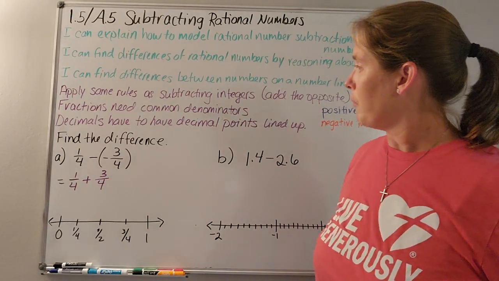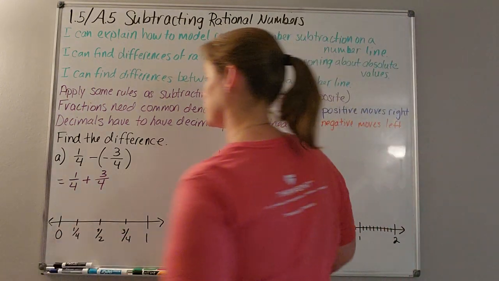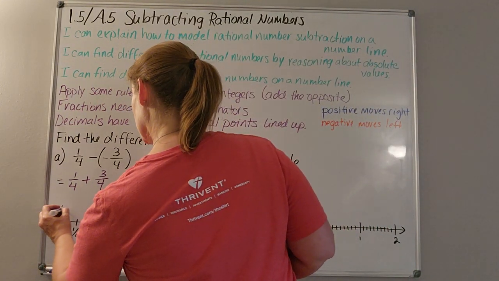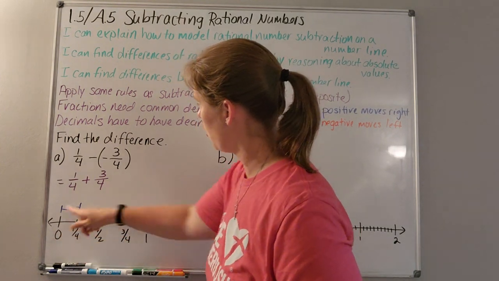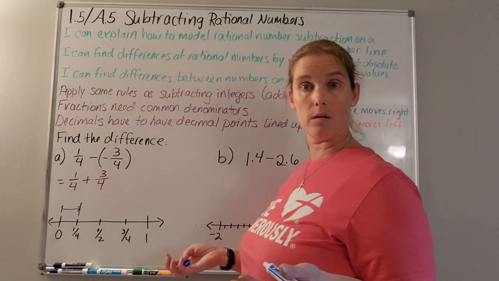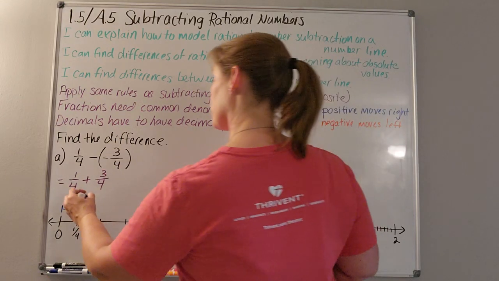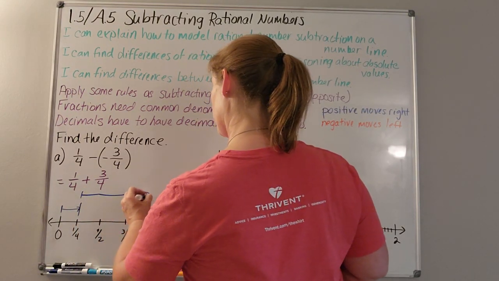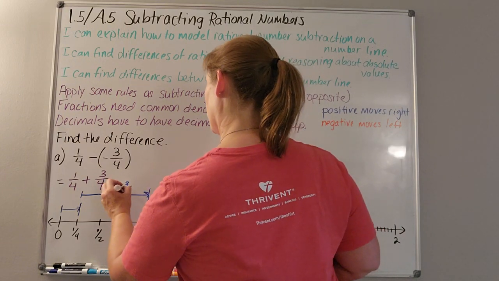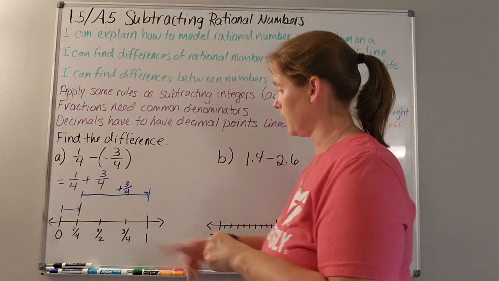Now, 1/4 is positive, so we're going to start at 0, and I'm going to move right to 1/4. And you notice I broke up my number line into fourths here, 4 little sections between 0 and 1. Then 3/4, I'm going to go from 1/4, I'm going to go 3 more fourths. 1, 2, 3/4 more. Where did I end up? Well, look at that. I ended up at 1.